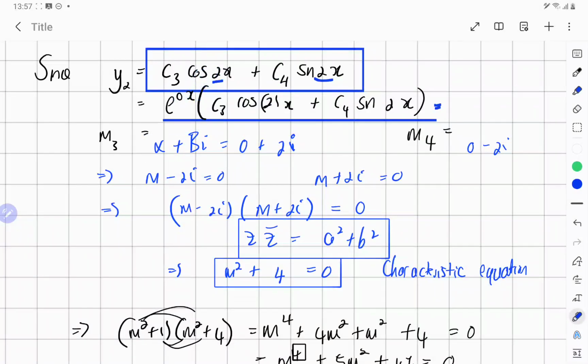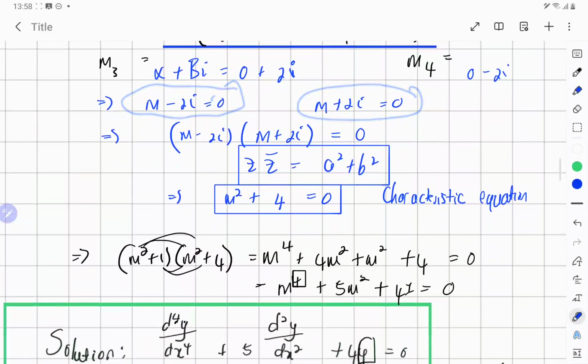Alpha is always the coefficient of x in the power of e. So I have 0 plus my beta, which is the coefficient of x. They must be the same, so I have 2i. So don't forget to write down the conjugate, minus 2i. So when I take it across, I have m minus 2i times m plus 2i.